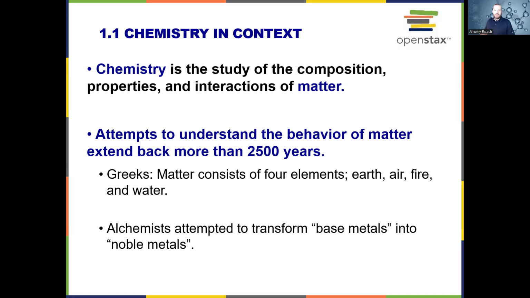And then much later on, we had what are called alchemists, where people tried to transform base metals into what were noble metals. So a lot of people in the medieval times would try to change metals into gold and silver, and none of them had any luck doing so. But that was the chemistry, so to speak, at that time.